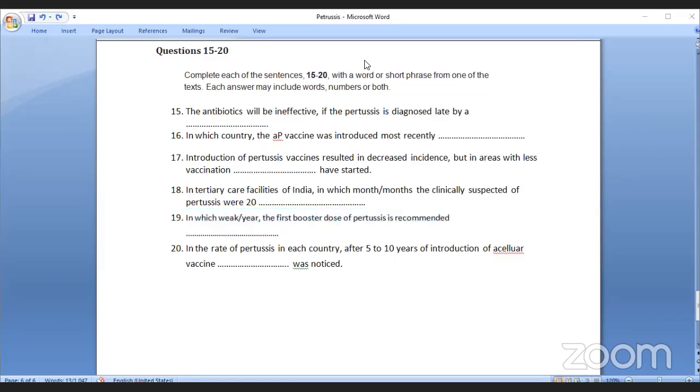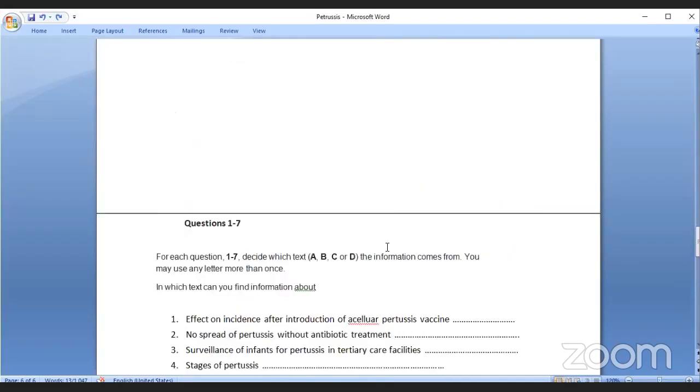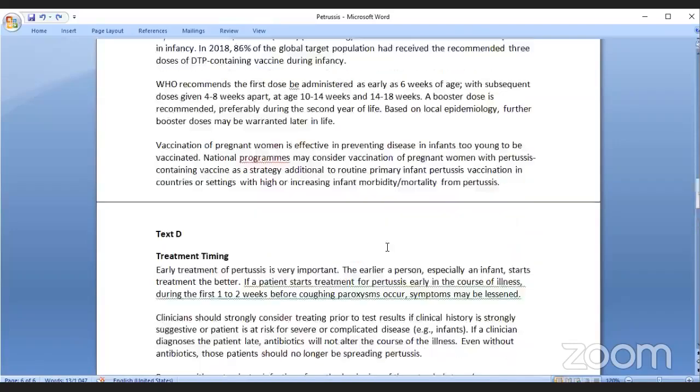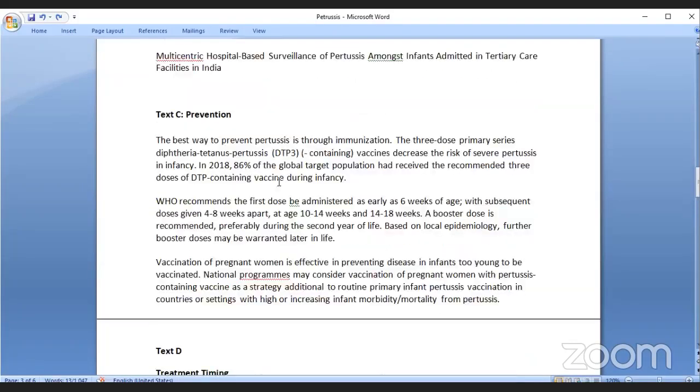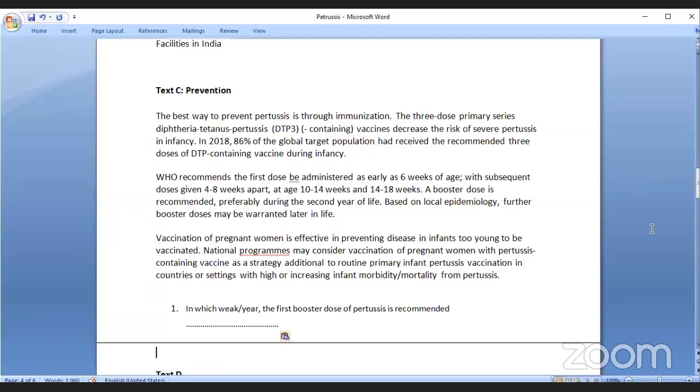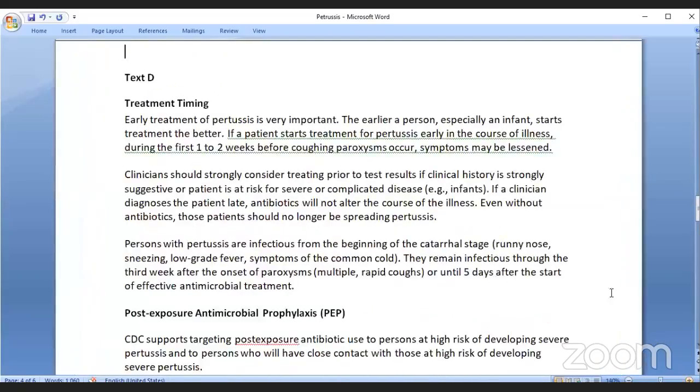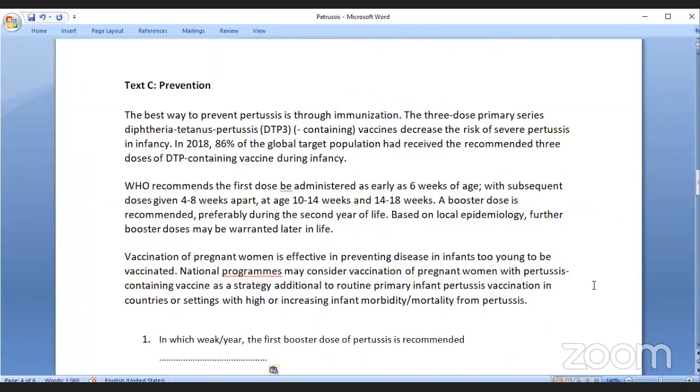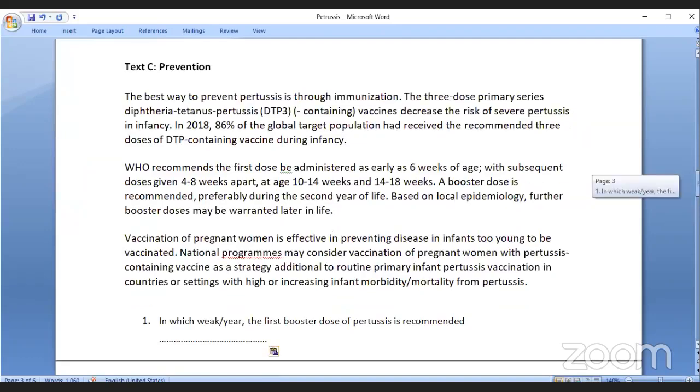Okay. So in which text, let me see. Text C. So here is your text and here is your question. Try to answer this, please. What is the answer? Write in the chat.